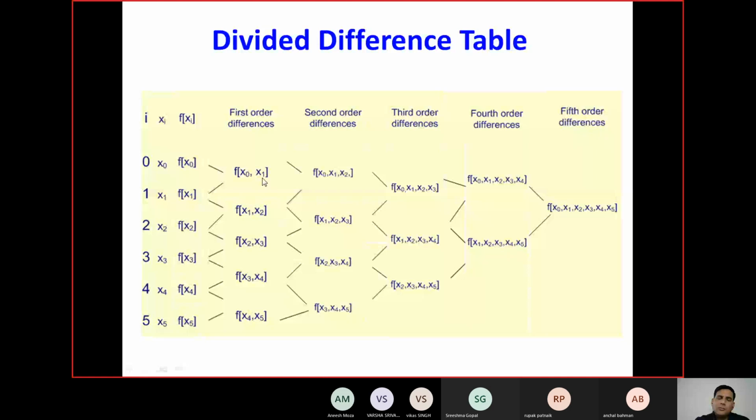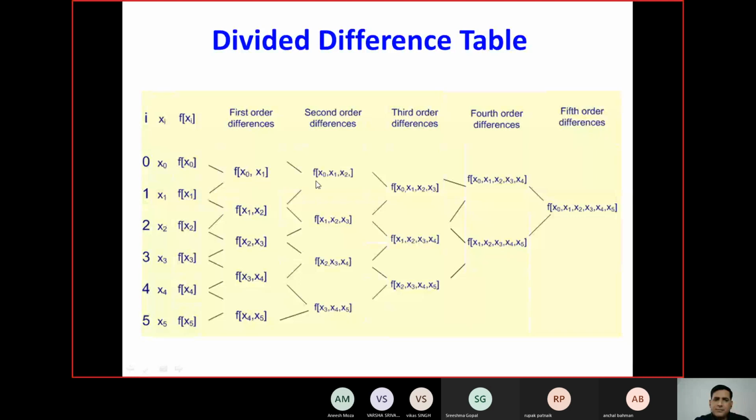But here you did one more thing. You have also divided by the difference of your x values. So fx naught minus fx1 divided by x naught minus x1, right? That's what you did. So that's what you will do here to calculate the first order divided difference, then use this for fx1, fx2, then for this one, then this. So you calculated that first divided difference.